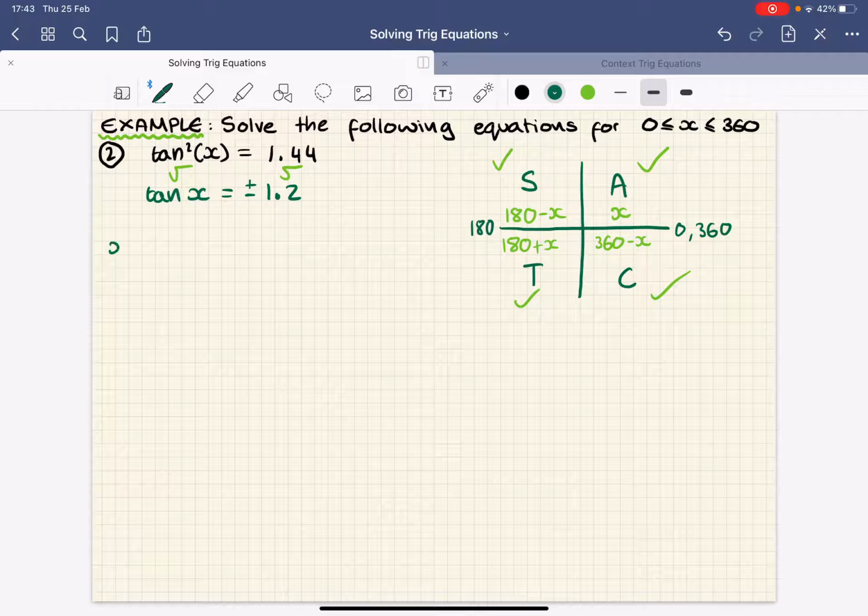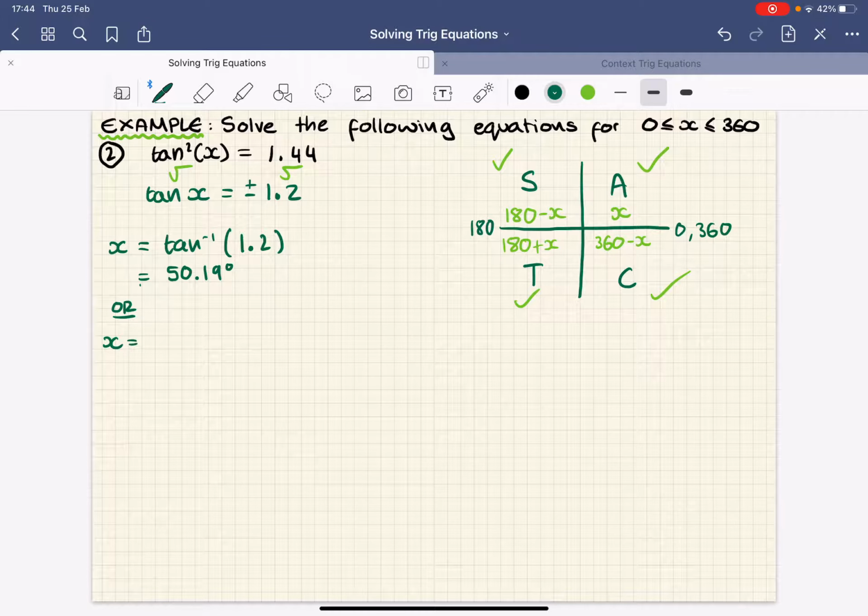So then to find out initially what x is, I do the tan inverse of 1.2. So tan inverse of 1.2, that's going to be 50.19 degrees. And then figuring out all my other answers. So I could have that 180 take away the 50.19. So that's going to be 129.81.